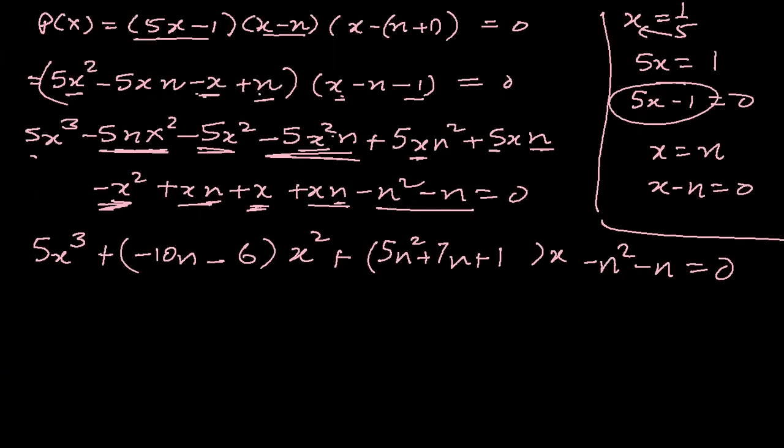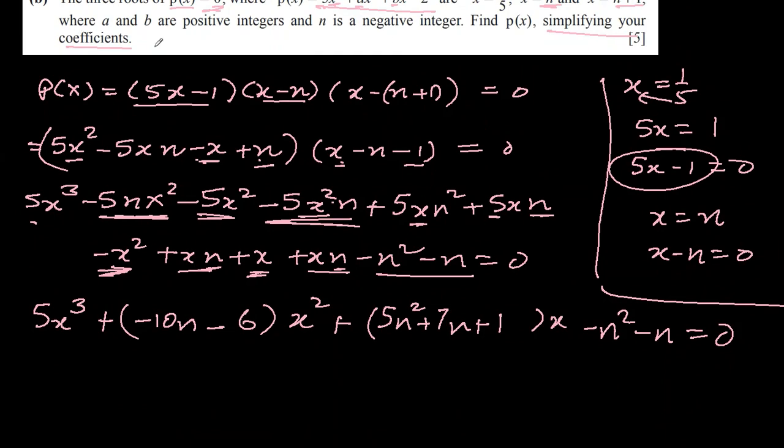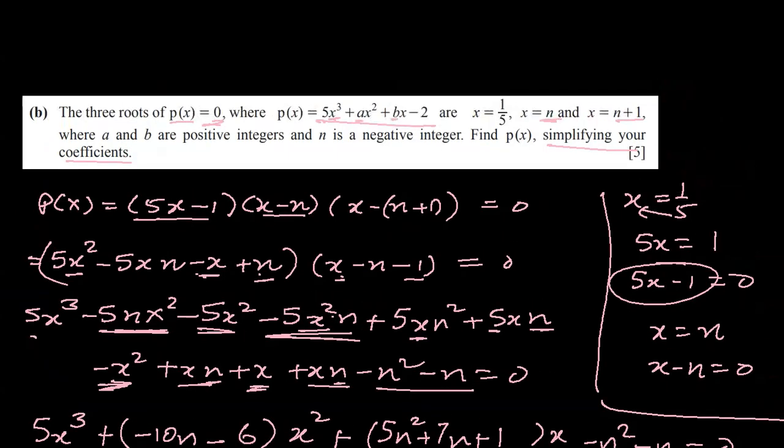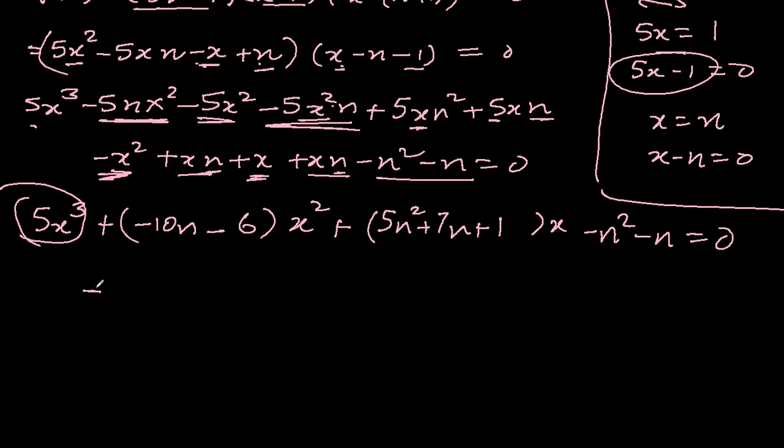Let's compare it with this, simplifying your coefficients. The first one is 5x cube, which is equal to 5x cube here, no problem, it's equal. Next one is ax square, and now we can write minus 10n minus 6 is a. Then after that we have bx, this is b. 5n square plus 7n plus 1 equal to b. And then we have minus 2.